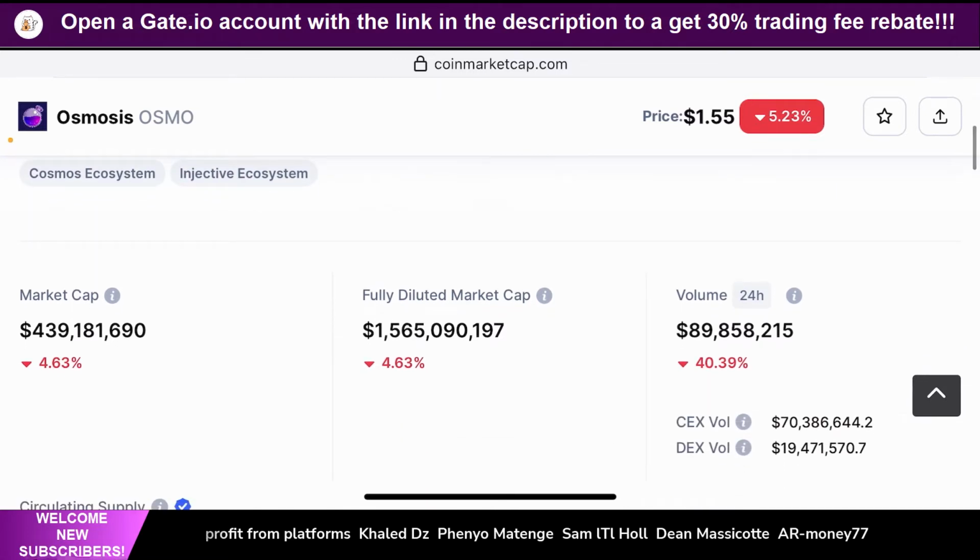The trading volume has obviously declined in the past 24 hours by 40%, but it's still quite good when it comes to the actual volume itself, which is at $89.8 million in the past 24 hours.